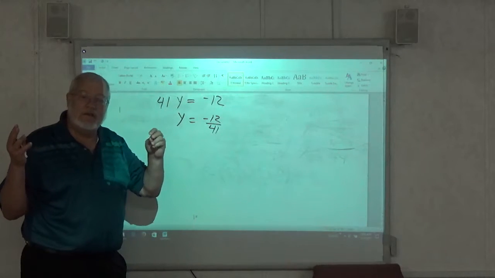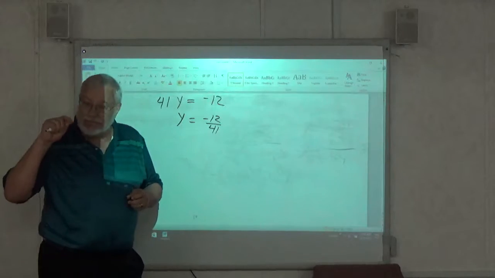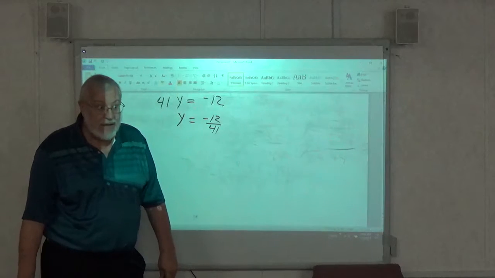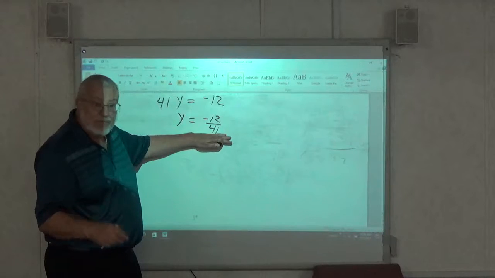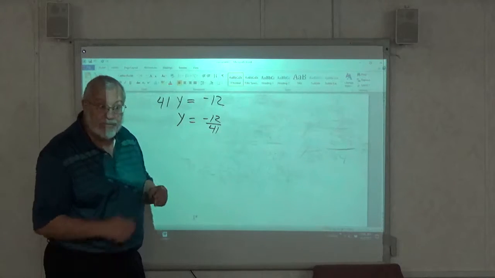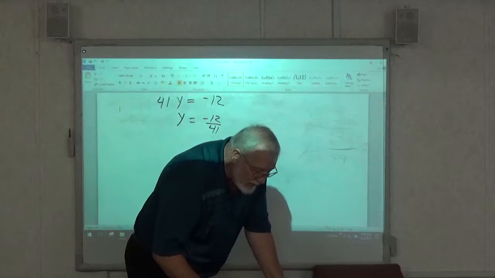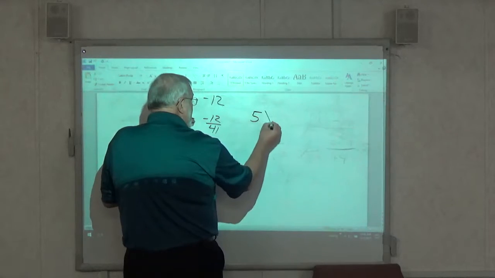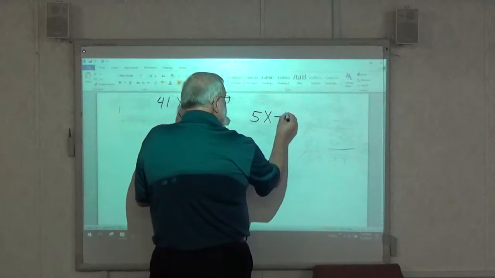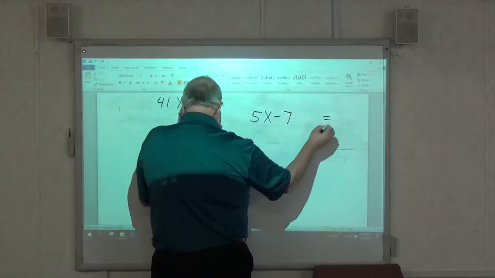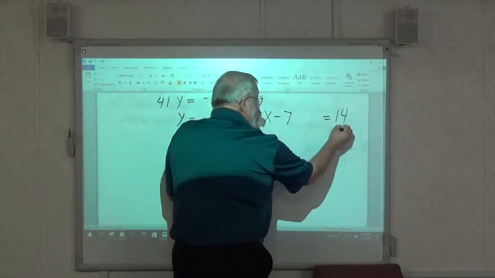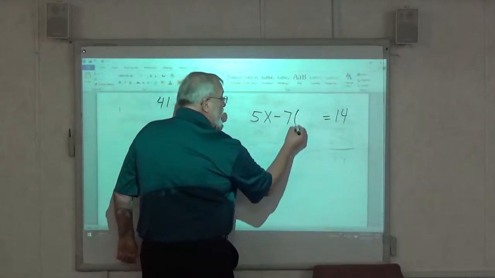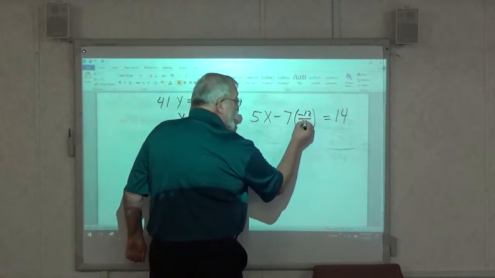Now, in this country, we have lost in many cases the ability to use fractions as numbers. And so because of that, this problem from here becomes more difficult. But I do want to show you how you would do that. Now, in the equation 5x minus 7y equals 14, what do we say y was equal to? Negative 12 over 41.